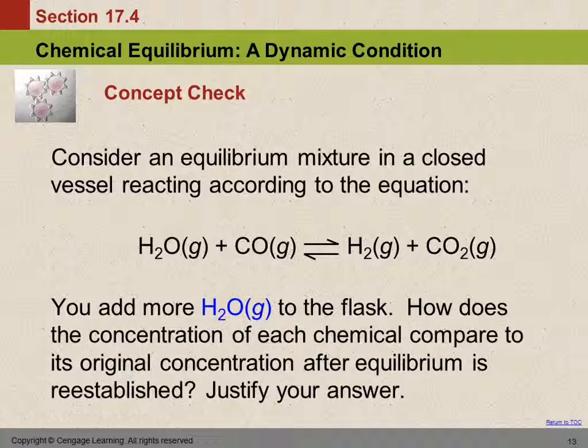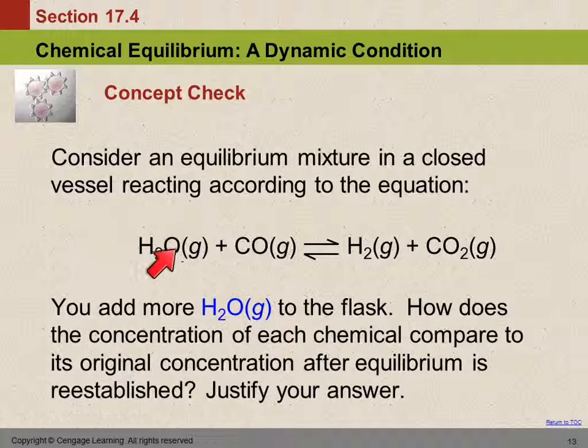So here we're going to stay with that same reaction, the water and carbon monoxide reacting to form hydrogen and carbon dioxide. If we add more water to the flask, how does the concentration of each chemical compare to its original concentration after the equilibrium is reestablished? So let me explain that.